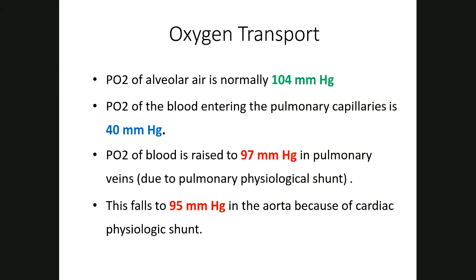So the oxygen in the alveolar air is 104. The PO2 of blood, P is partial pressure. So the partial pressure of oxygen inside the lungs is 104, and the same pressure for oxygen inside the veins is around 40 mmHg.